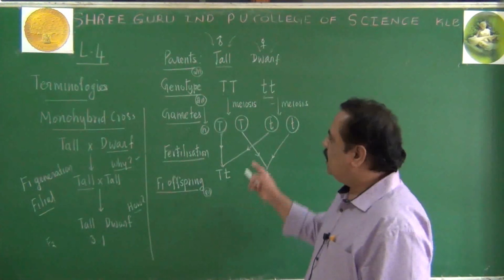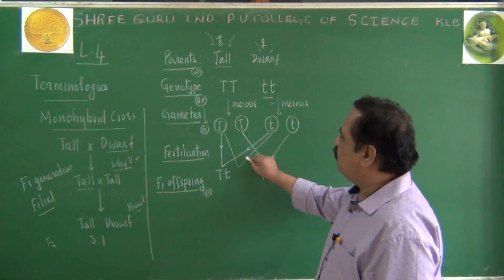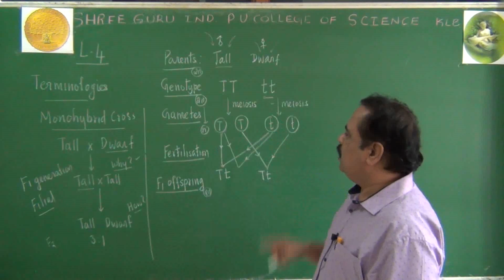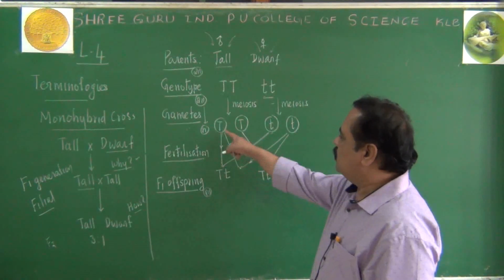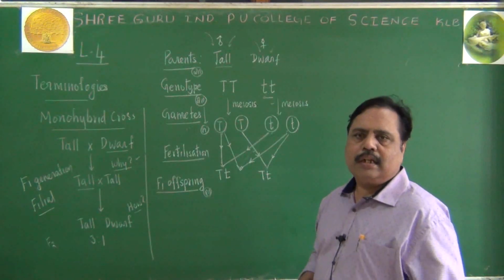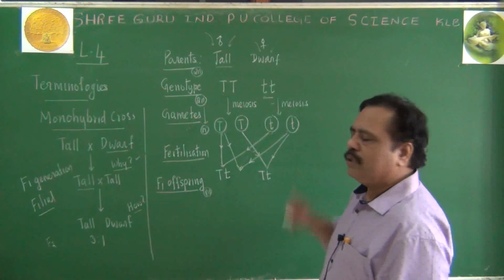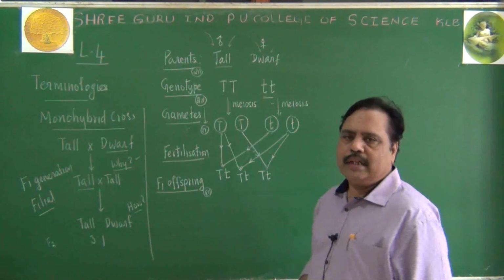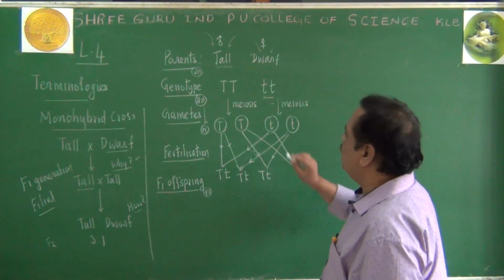Similarly, remember, there is a chance for this male gamete to fuse with this female gamete also. You cannot say that this capital T should join with this capital T, small t only. It can join with this small t also. There is a chance for that. It is a probability. So there is a probability of this male gamete to fuse with this female gamete also. That will result in capital T, small t, we can write. Similarly, this male gamete may fuse with this female gamete also.